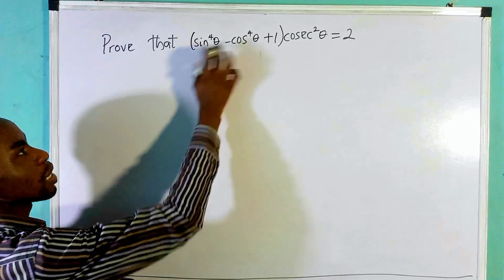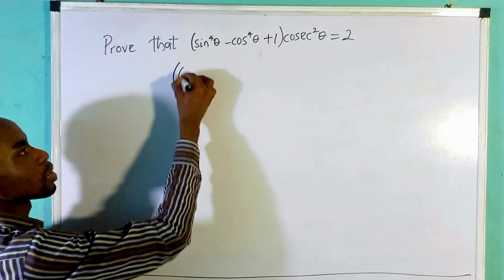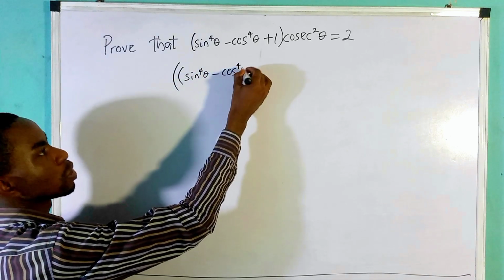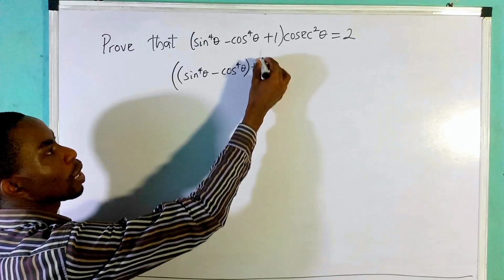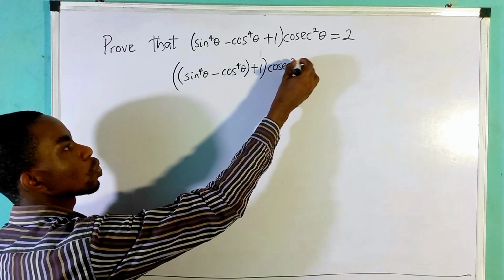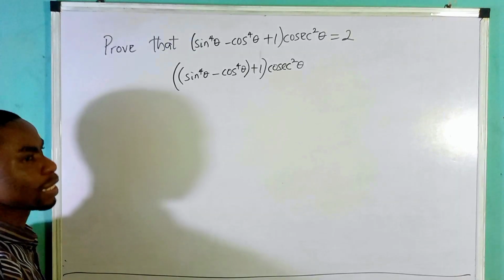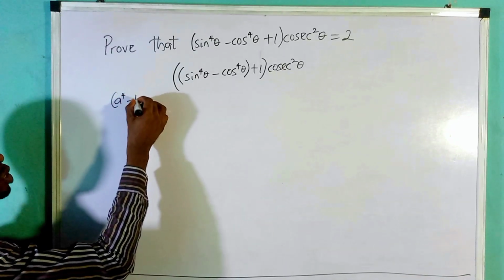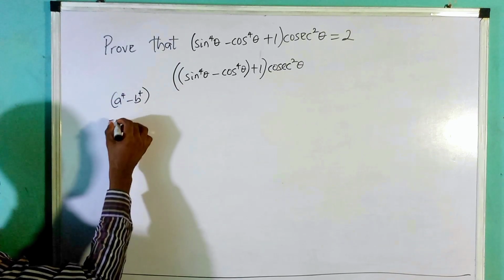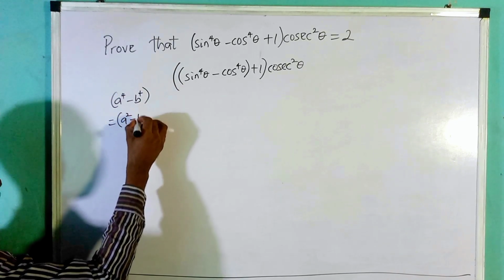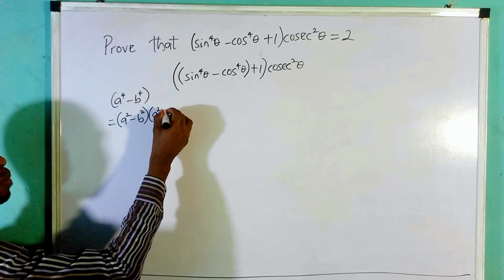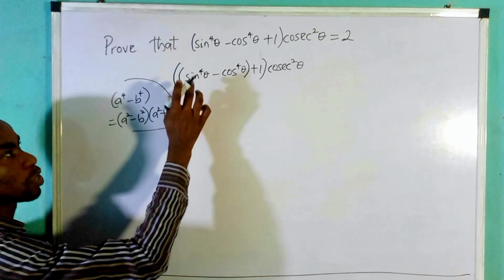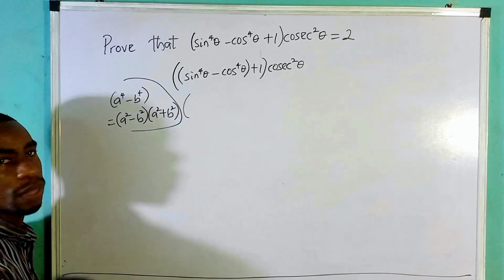Well, I'm going to rewrite this as sine to the power of 4 theta minus cos to the power of 4 theta, and then I'll write plus 1 multiplying cosec square theta. Now, if we have a to the power of 4 minus b to the power of 4, it is the same thing as a square minus b square multiplying a square plus b square. So I'm going to use the idea of this to factor this out.